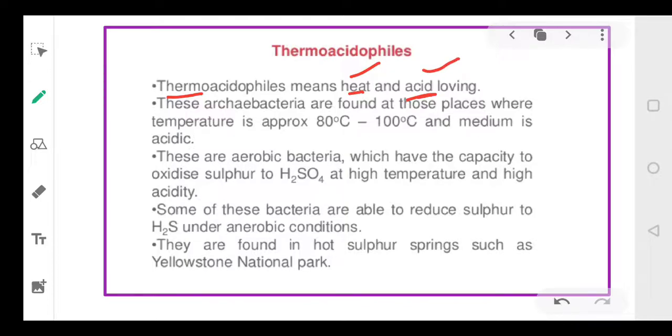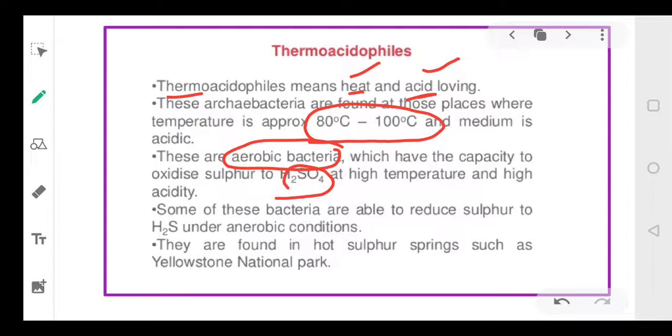Okay, so they basically survive in a temperature of 80 to 100 degrees Celsius and even in an acidic medium. That is why I call them acidothermophiles. And these are aerobic bacteria, which means they will take oxygen and oxidize sulfur into sulfuric acid. So they convert sulfur into H2SO4, that is your sulfuric acid.